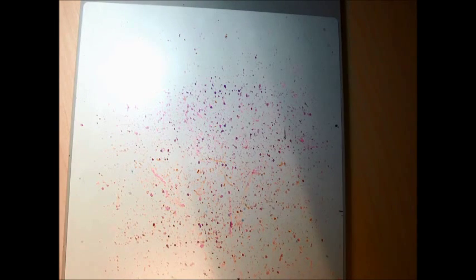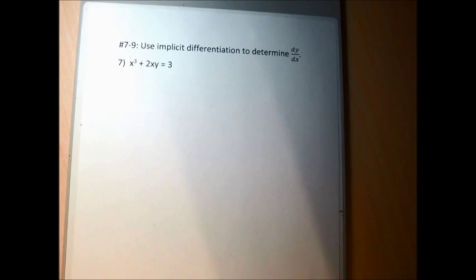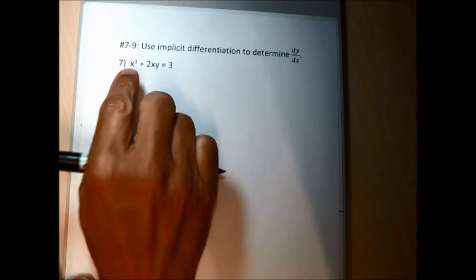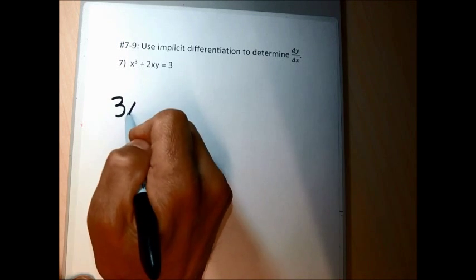2 word problems, and then some implicit differentiations. So 7, 8, and 9 just want me to do implicit differentiation. So I'll do that. The derivative of x cubed is 3x squared.